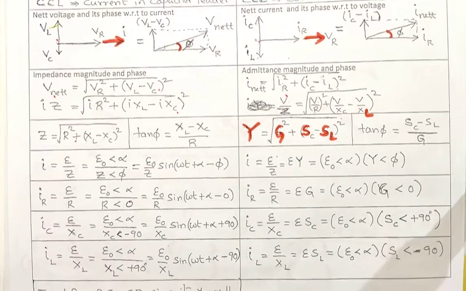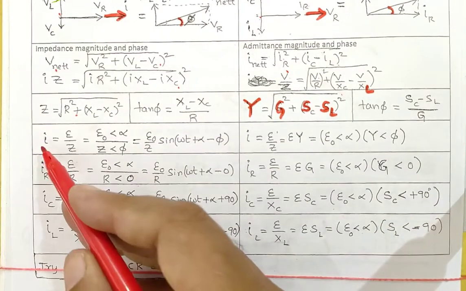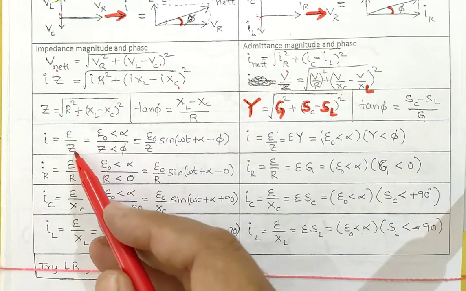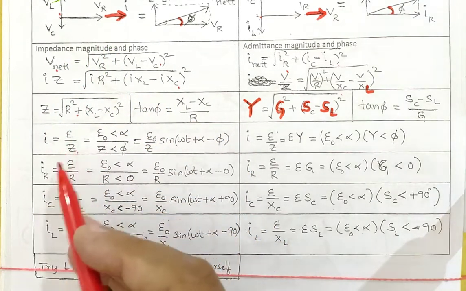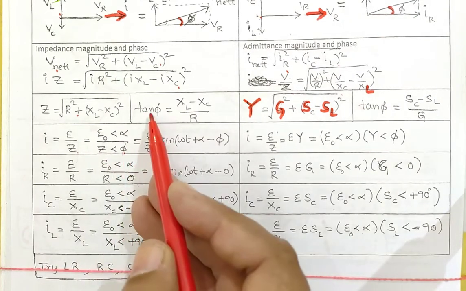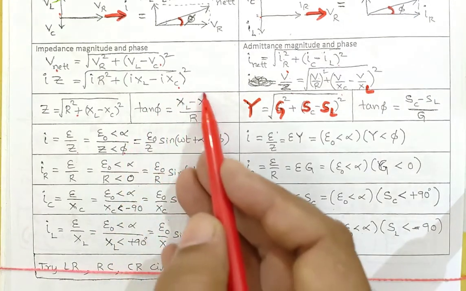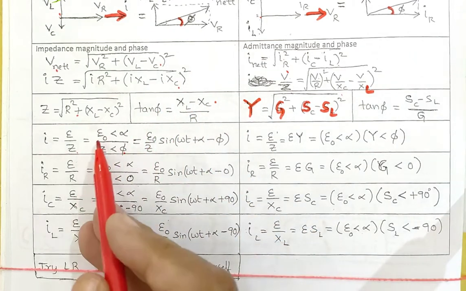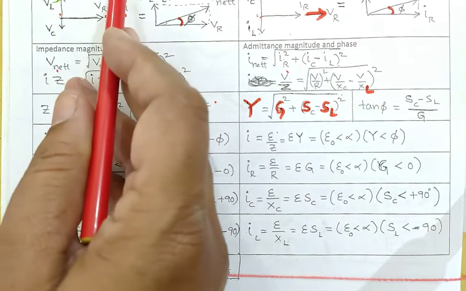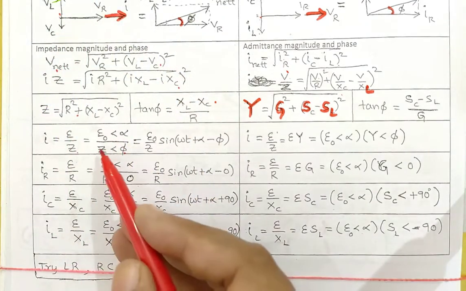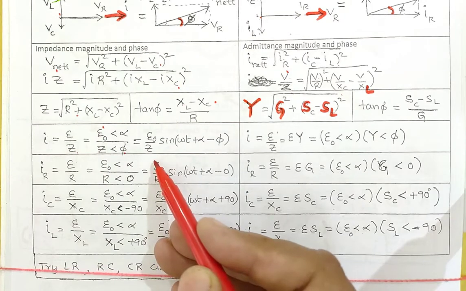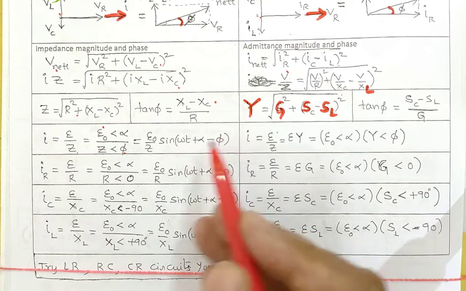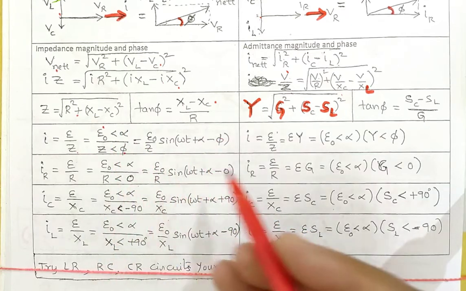Now comes the Euler's math. I is equal to E by Z, the net EMF you calculated previously divided by the net impedance. Impedance is making an angle phi, which you calculated with the numerical values of XL, XC and R, you get the value of tan phi. Put it here. And the EMF phase given in the beginning, you take it here. In division, directly divide: E sine of omega t plus alpha, the phase angle, is alpha minus phi. Division means subtraction.